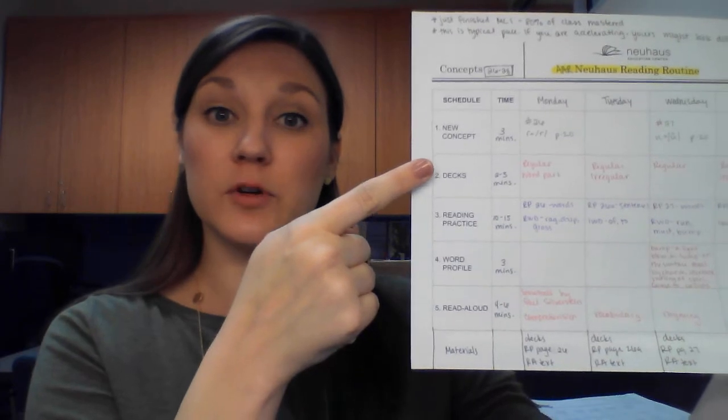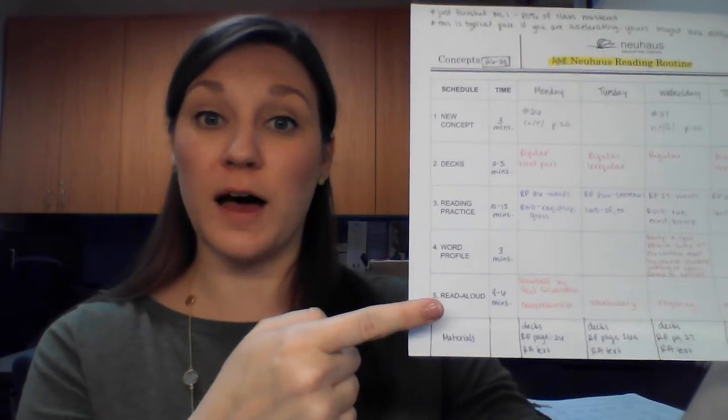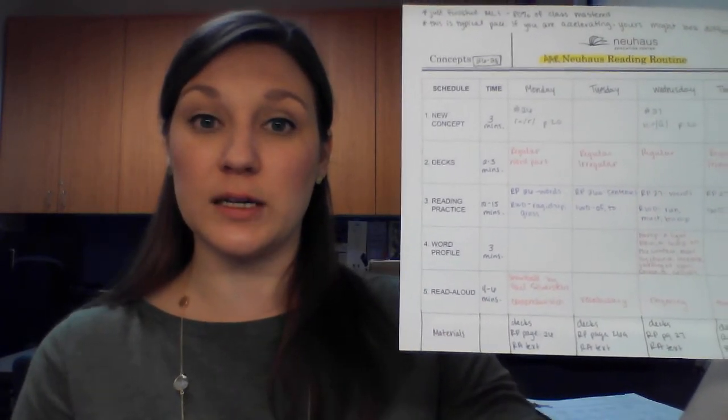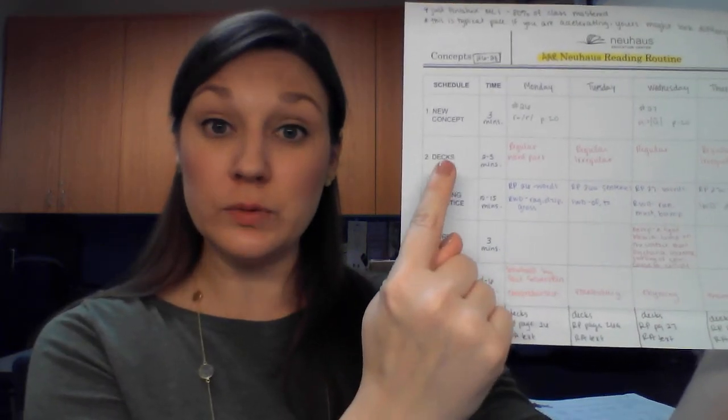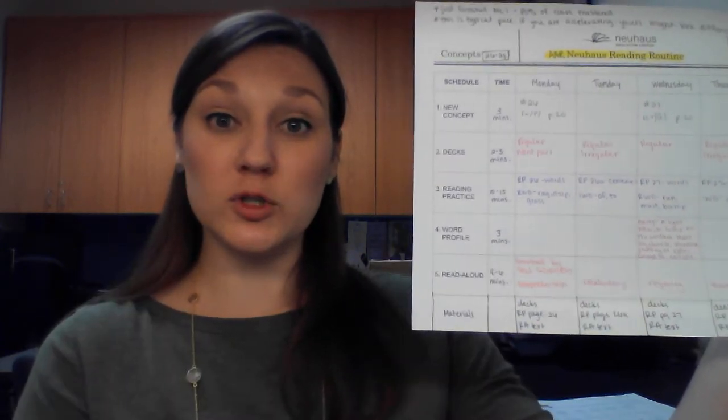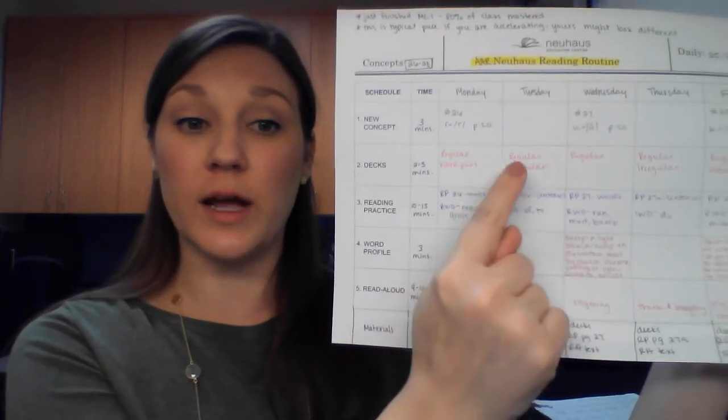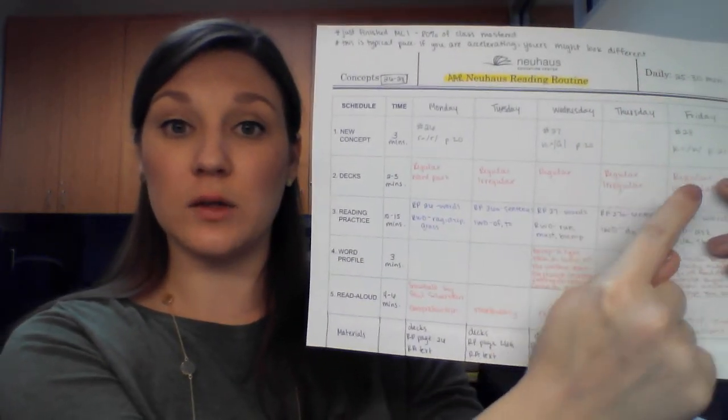So now we've planned for components 1 and 3 on our lesson plan. We need to go back and plan for components 2, 4, and 5, and then be filling in any materials we need. So for component 2, that's decks. I know I'm doing decks every single day. I'm doing the regular word deck every single day. So I've written regular every single day, Monday through Friday.